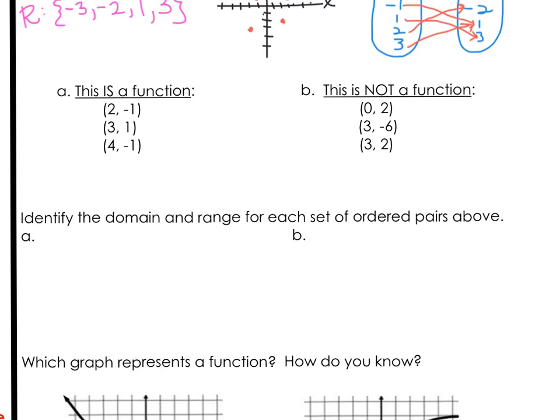When asked to determine if a relation is a function, we just look at the x values, which would be their input values. Notice in this first set of ordered pairs, our domain is 2, 3, and 4. None of those values repeat, therefore it is a function. So no repetition in the domain. Super simple.